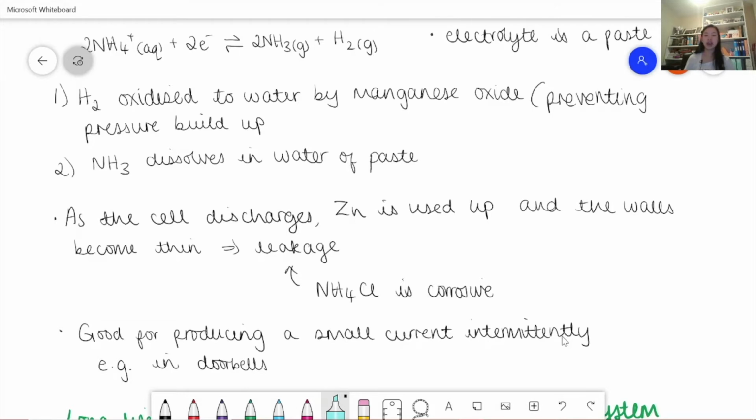As the cell discharges, zinc is used up, and so the walls can become really thin. So these kinds of cells are prone to leakage, and this is bad because ammonium chloride is acidic, so it can be corrosive. So it can be quite dangerous if a leak does occur. But these kinds of cells are good for producing a small current intermittently, so not all the time. For example, we can use these cells in doorbells.